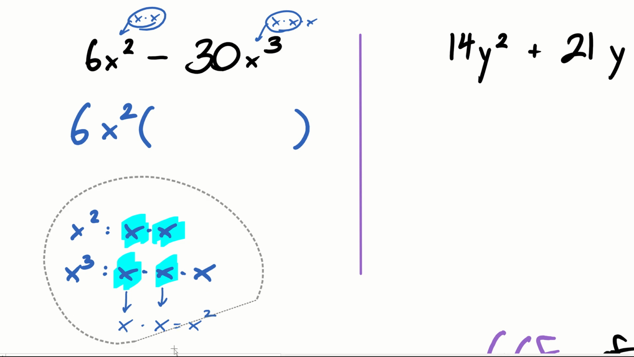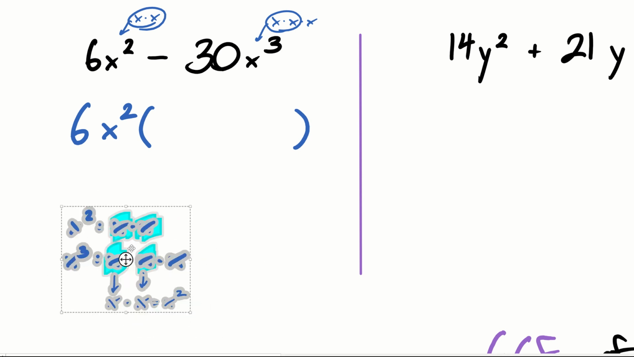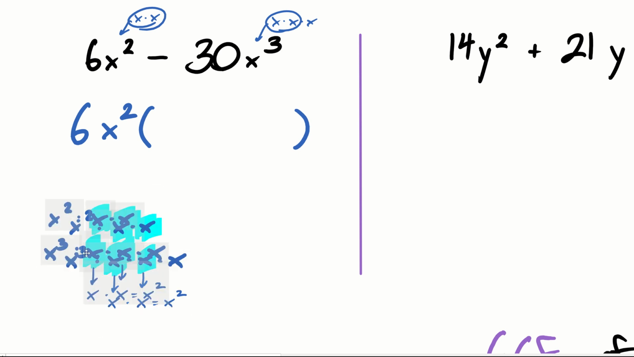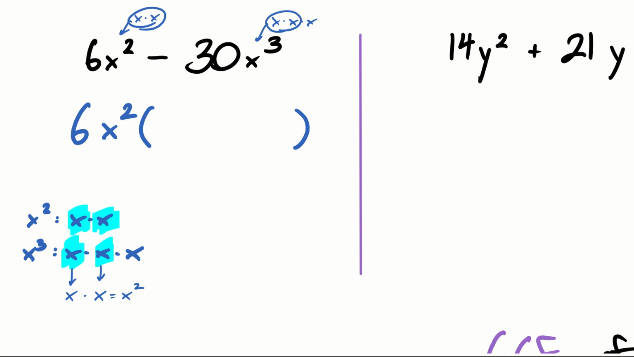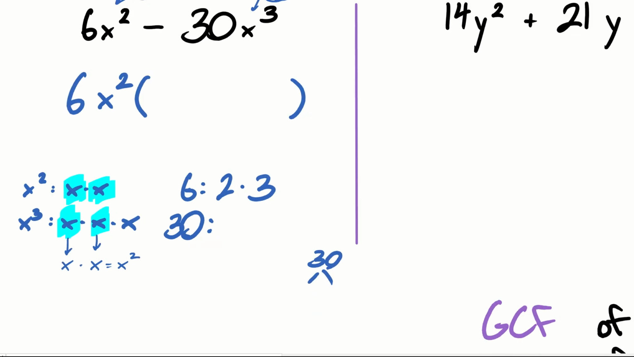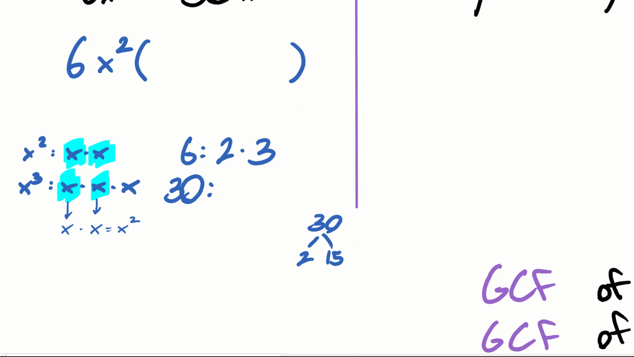And this worked before as well, even with numbers. If we were to do this for 6 and 30, check this out. 6 is 2 times 3, right? And 30, well, that's 2 and 15. You guys remember doing this? 15 is 3 and 5, and 2 is prime, 3 is prime, and 5 is prime. So 2 times 3 times 5.